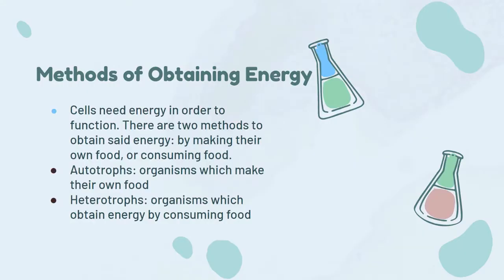ATP and glucose. Cells obviously need energy in order to function, as do we. Without energy, we can't move, we can't breathe, we can't really do anything. And also, plants need it too in order to grow. And so, hence, we have two different types of organisms: autotrophs, which are organisms which make their own food, like plants, and heterotrophs, organisms which obtain energy by consuming food, like animals, and some plants, like the Venus flytrap.